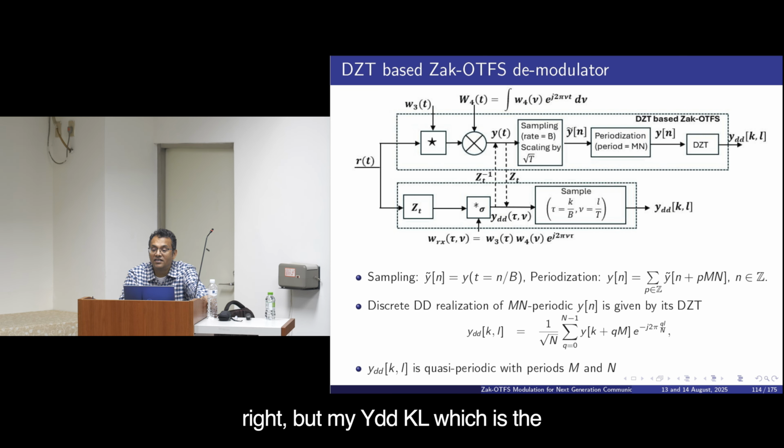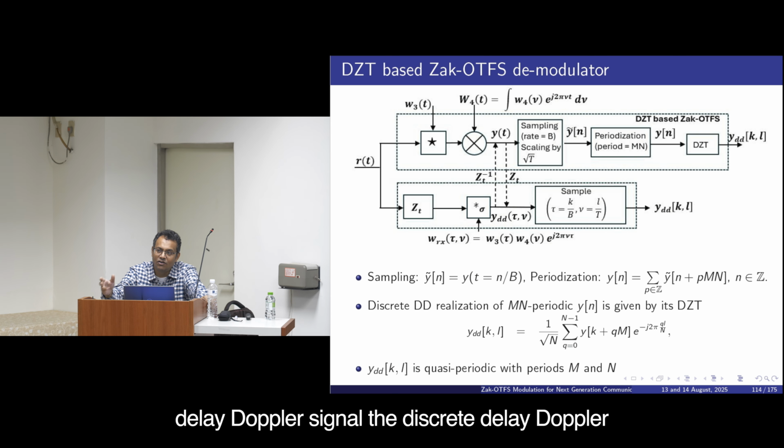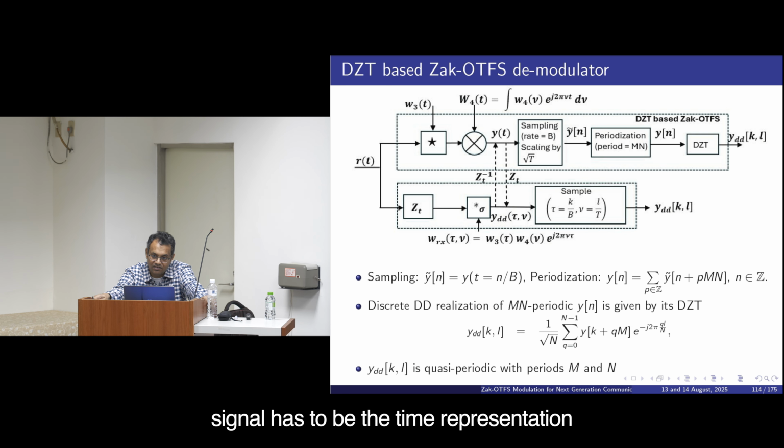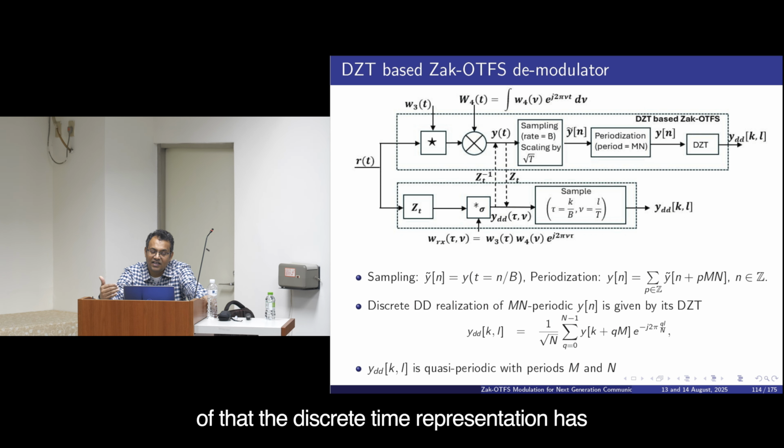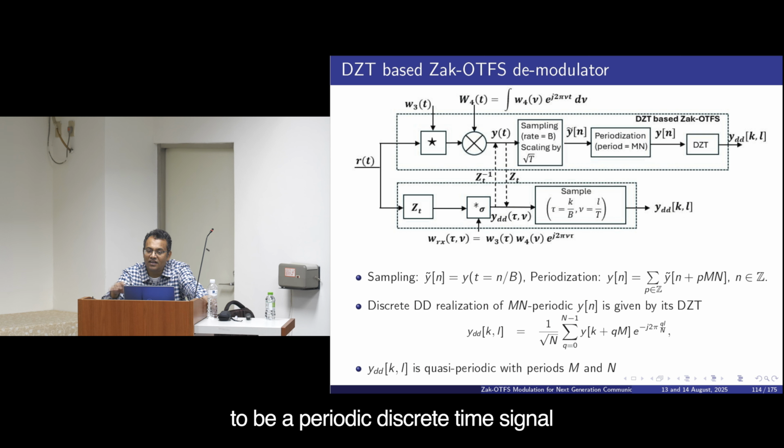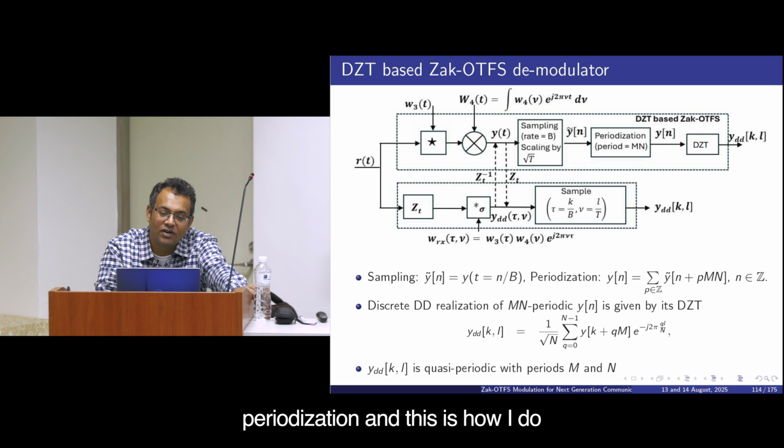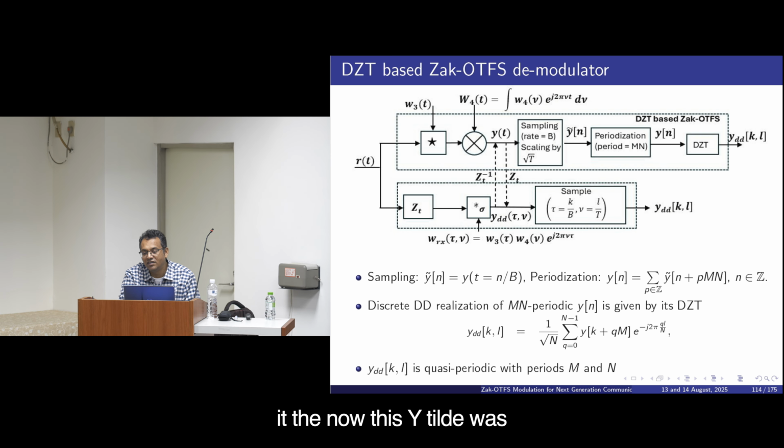And therefore this y tilde[n], because it is limited in time, cannot be periodic. But my y_DD[k,l], the discrete delay-Doppler signal, has to be the time representation, the discrete time representation has to be a periodic discrete time signal, whereas this is not periodic. So I have to convert this to something that is periodic with period MN, and that is why I have to do this periodization, and this is how I do it.